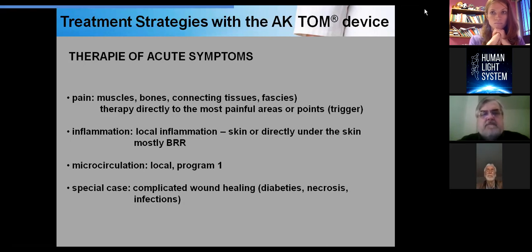The other possibility for therapy of local acute symptoms is local inflammation. These are inflammations directly under the skin. To stop or to decrease the inflammation process, you use program 2, and it's helpful not only for inflammation, but for insect bites, for instance. In summer, if you have a bite of a mosquito or of a honeybee, and you put the oscillator on the place and run program 2, it immediately decreases the local effect and the pain.